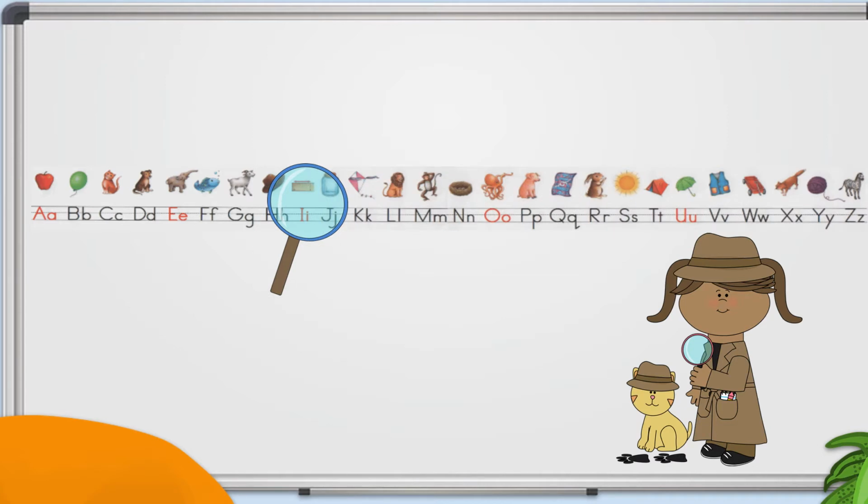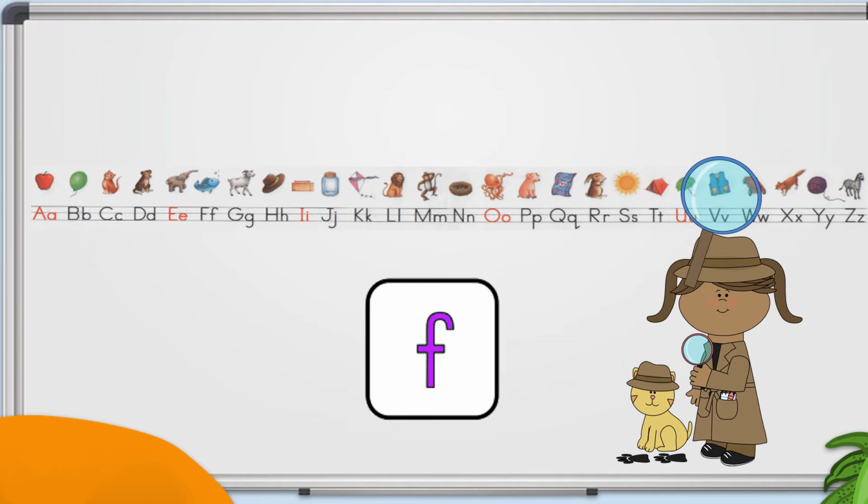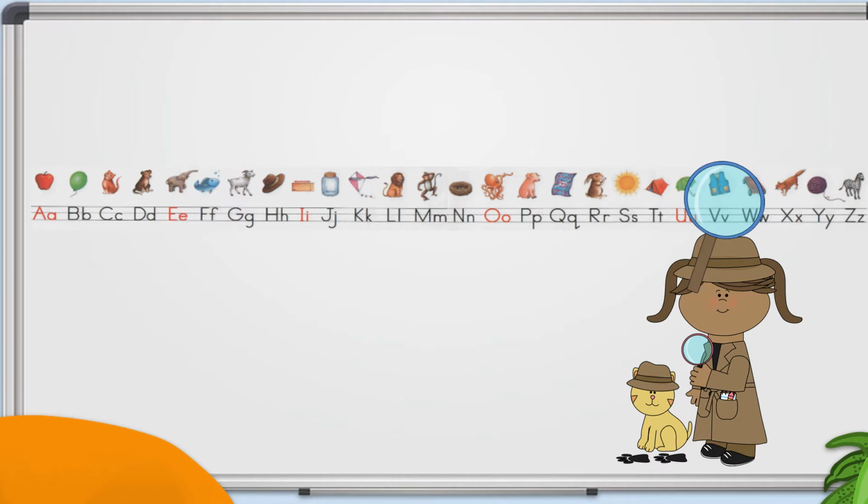Let's find a letter. V. We've learned about the letter F. Does F come before or after the letter V? Look on your alphabet. The letter F comes before the letter V. Let's do another one.